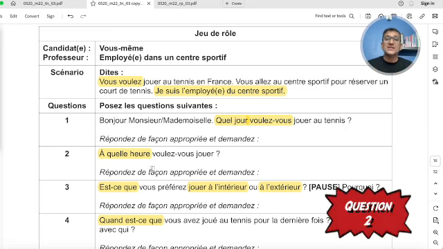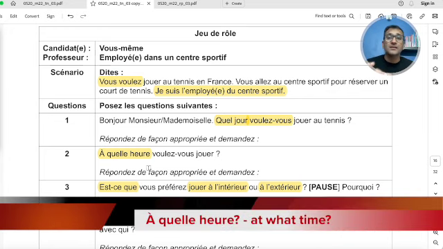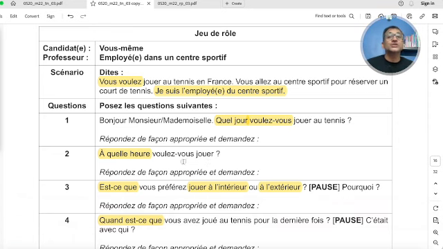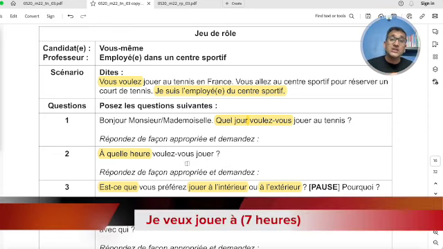The second question is again easy. For you, the important thing is à quelle heure. It means at what time. How do you pronounce this? À quelle heure. This we have done in the question words session. So à quelle heure. At what time. So at what time? Voulez-vous jouer? You want to play. So again you will respond with je veux jouer.